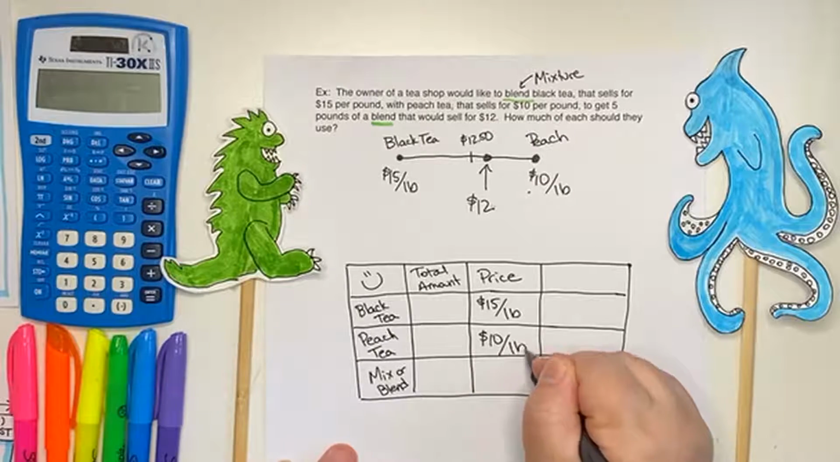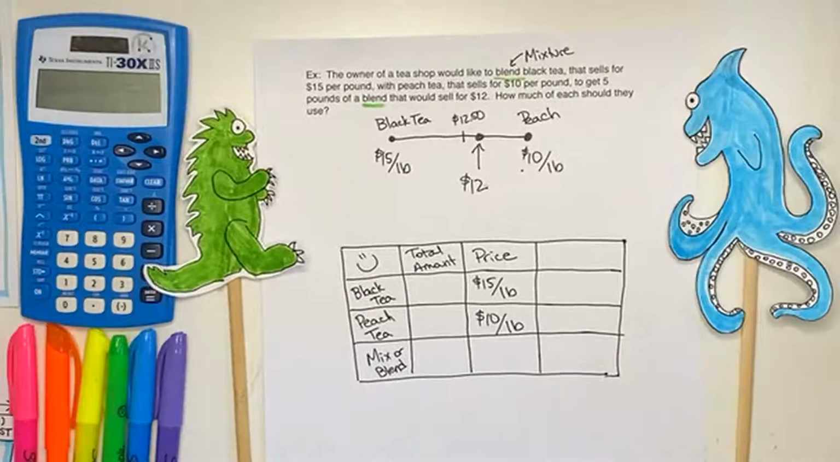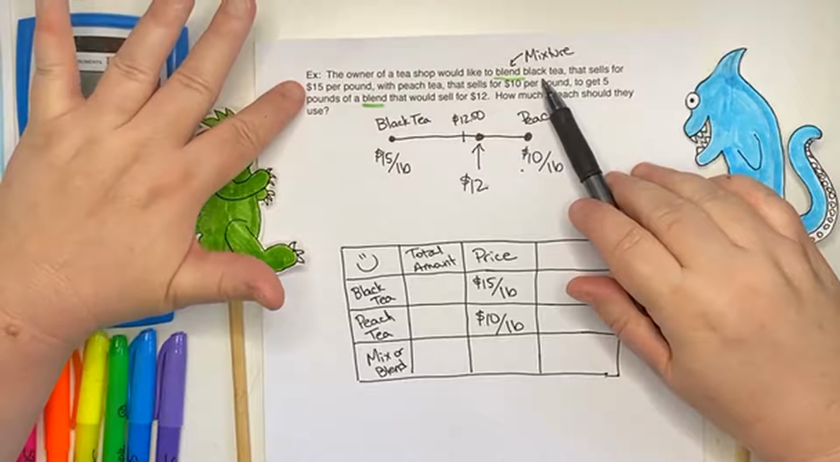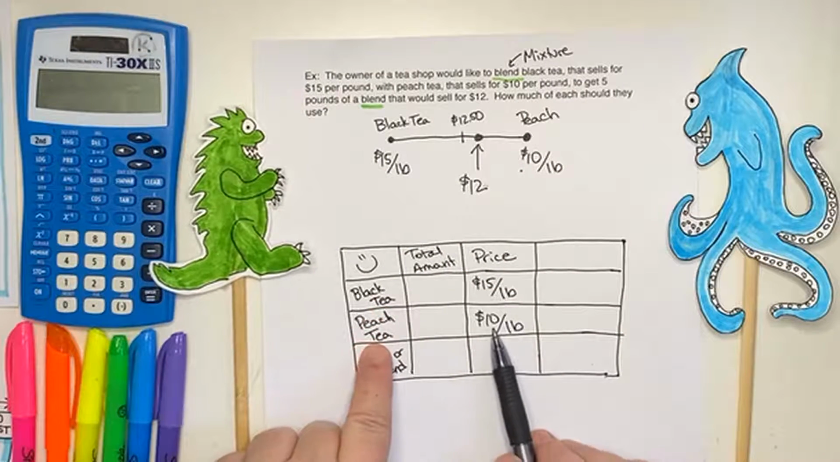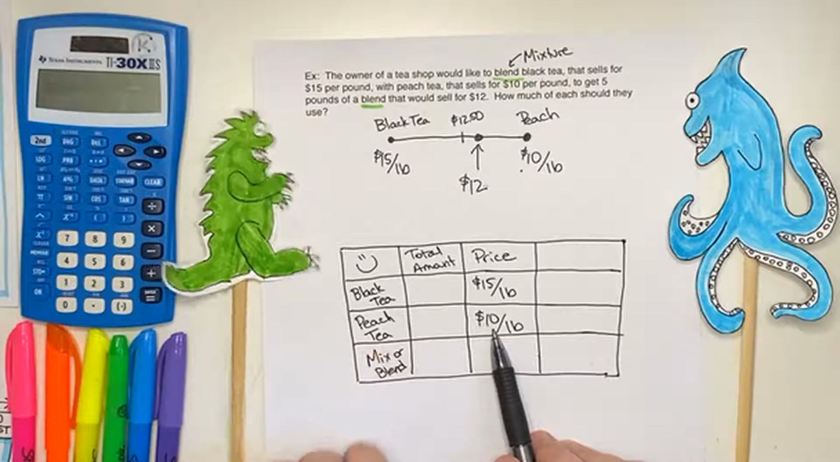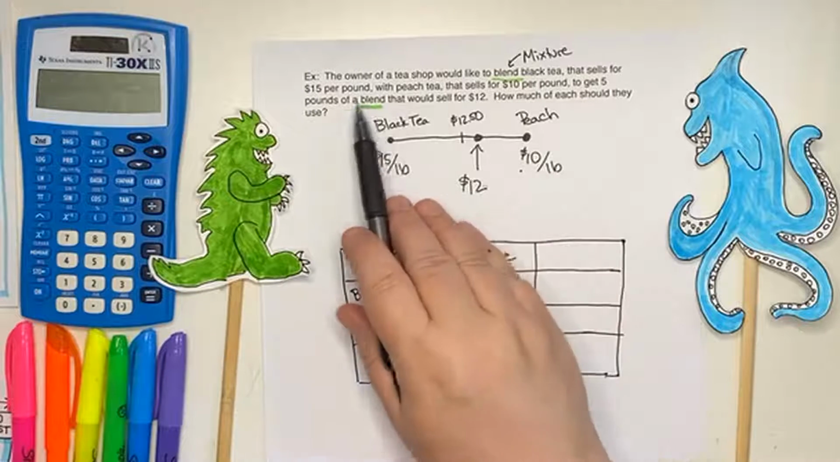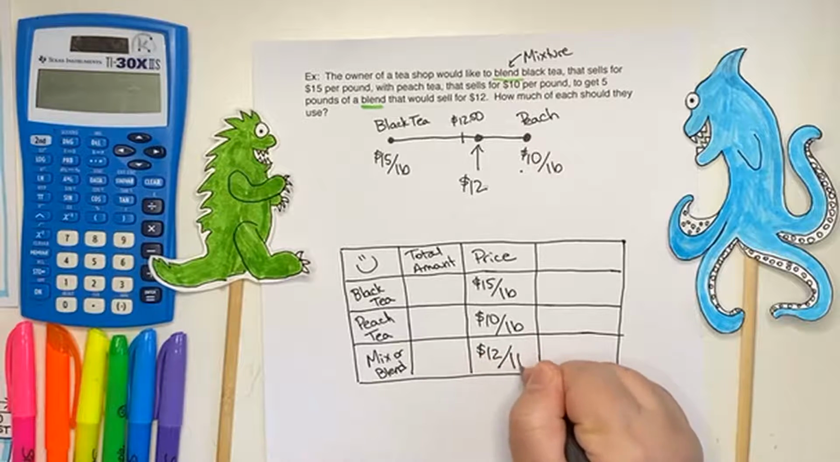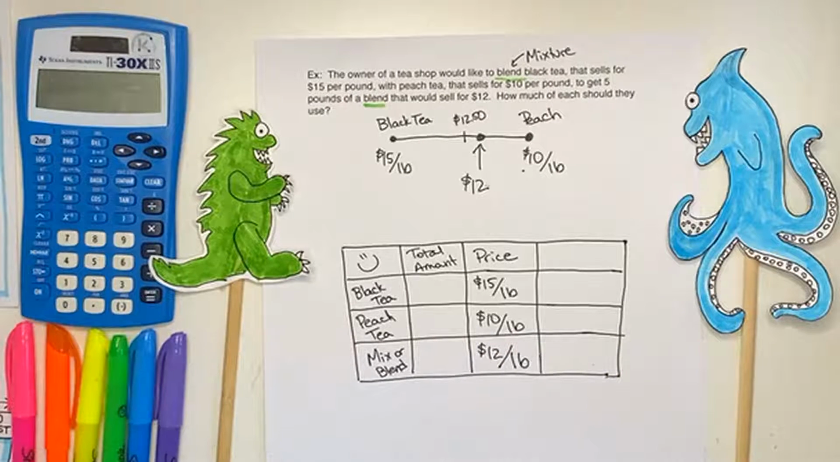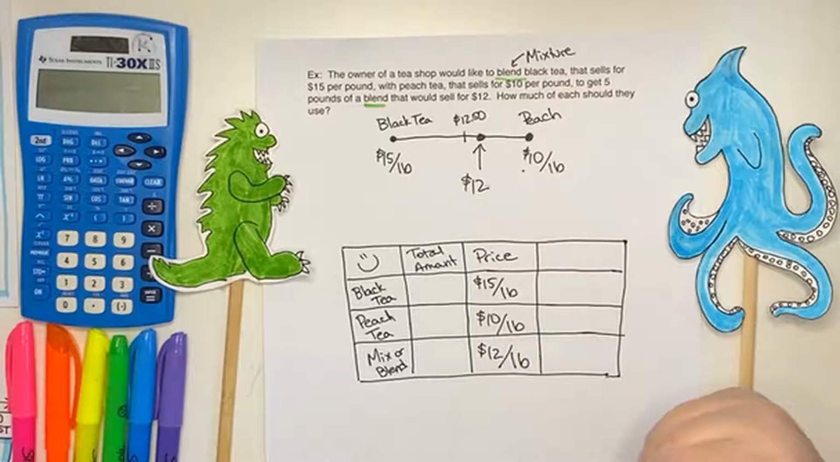So let's stop here for a second. Take a look at what I've got. I wrote out the black tea and its price right there, and then the peach tea and its price. And then we would like to get 5 pounds of a blend that would sell for $12 per pound. So that 12 goes right there. So this is the price per pound of each of these.